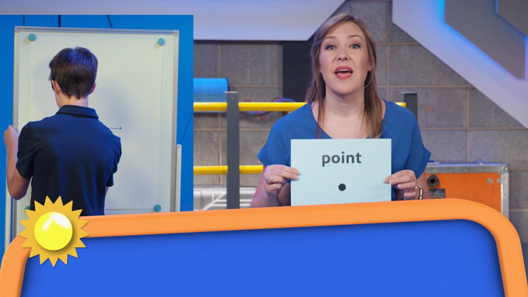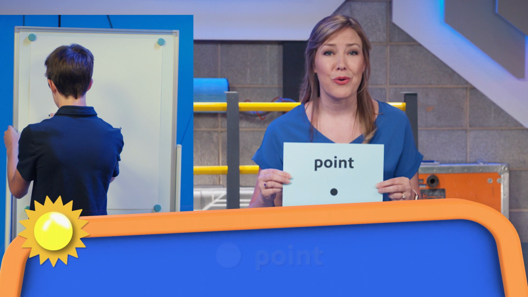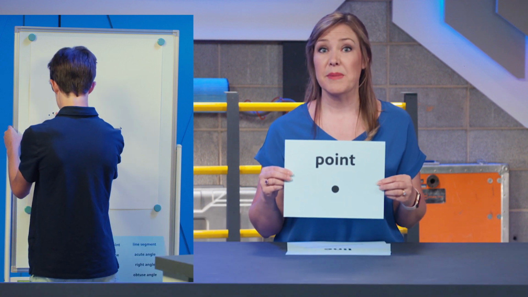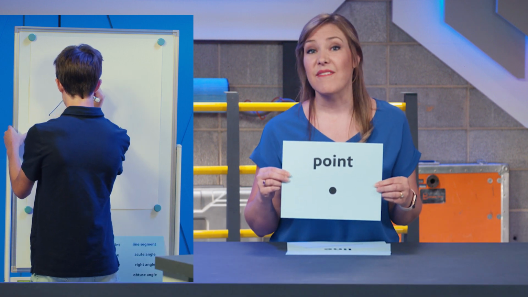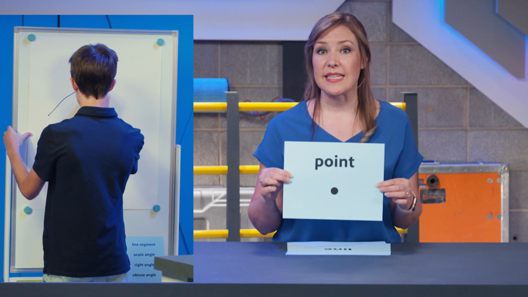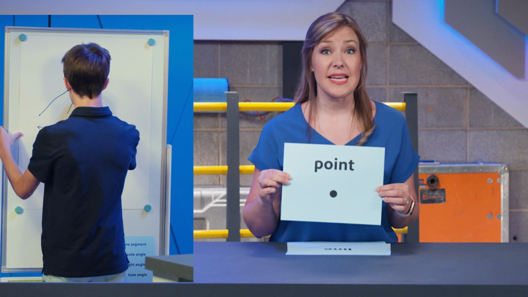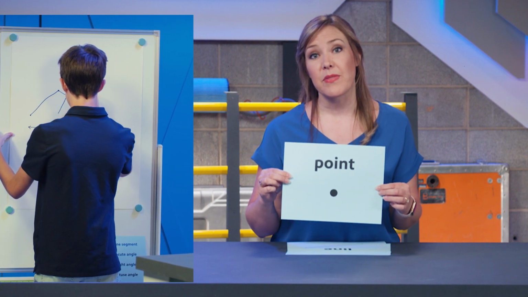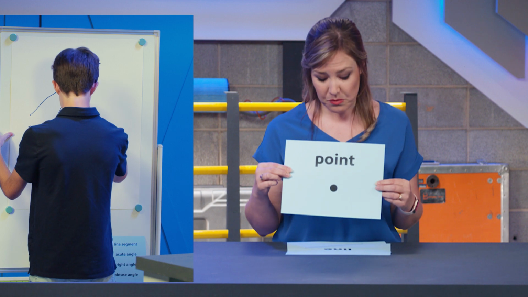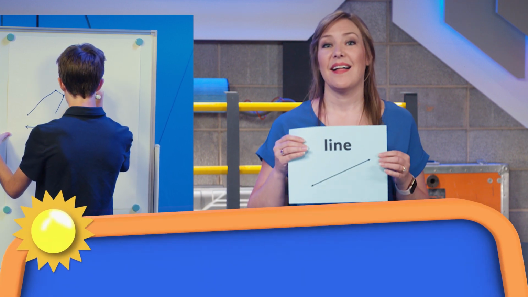First, we have a point. Now, a point is just a location. Technically, a point doesn't have any dimension. That means it doesn't have width, it doesn't have length, and it doesn't have depth. It only has location, and it tells us a very specific point in space. But even though it doesn't have length or width or depth, we have to draw it somehow, so we use a dot.